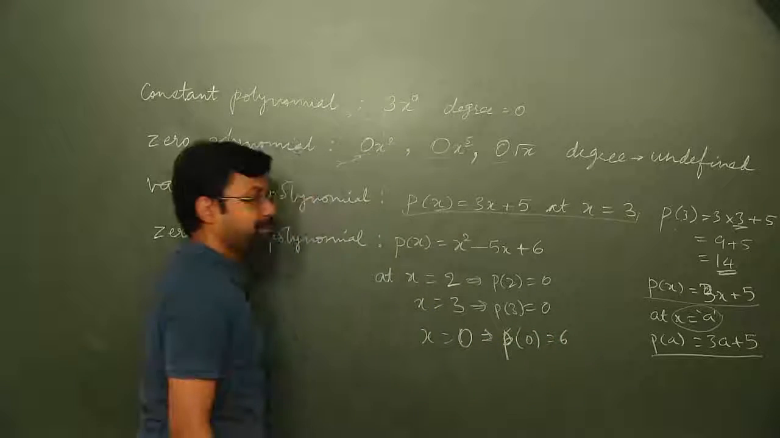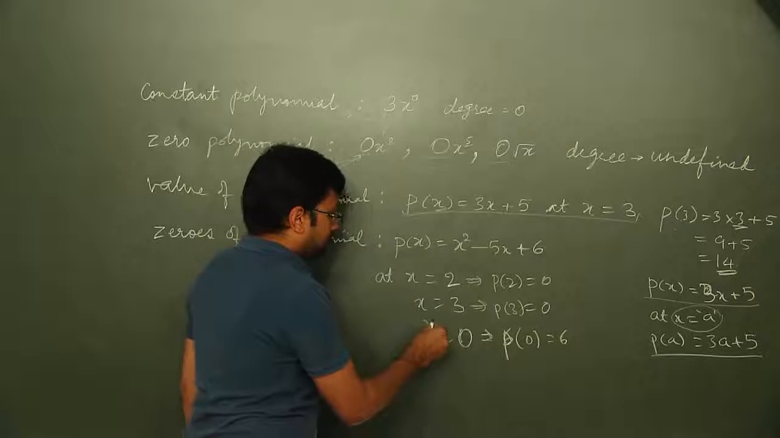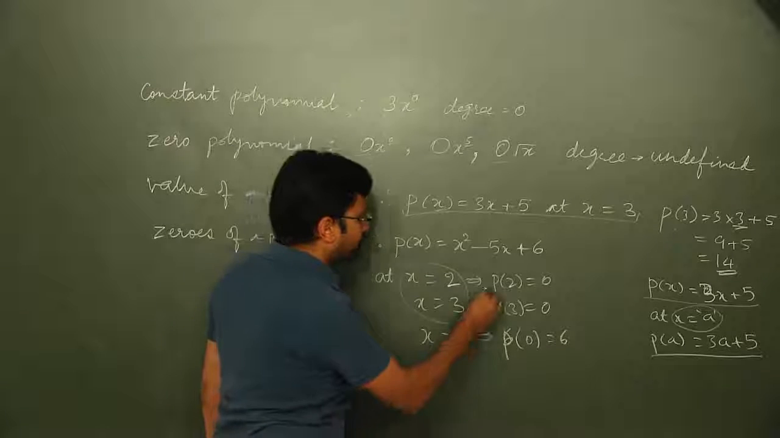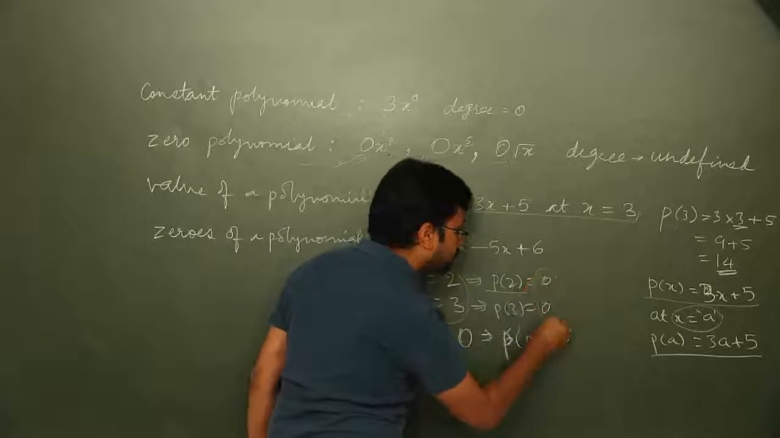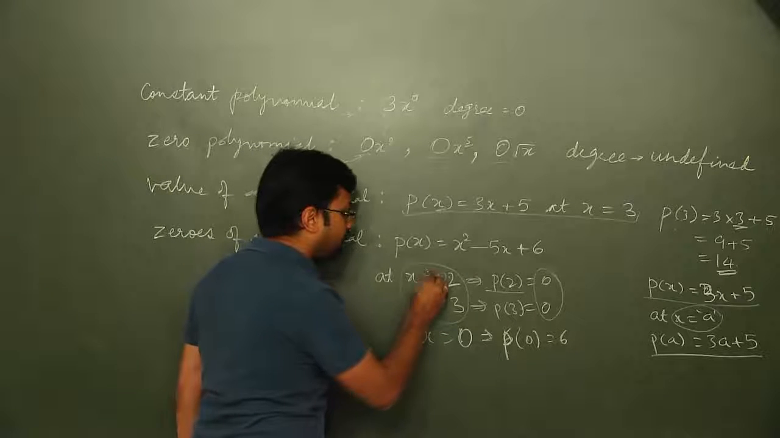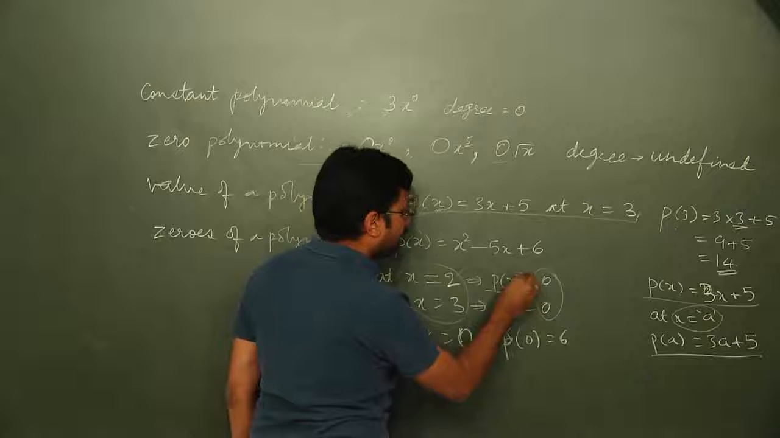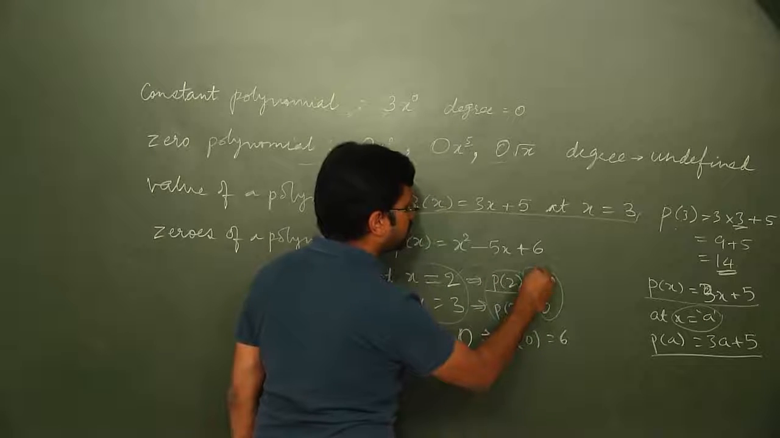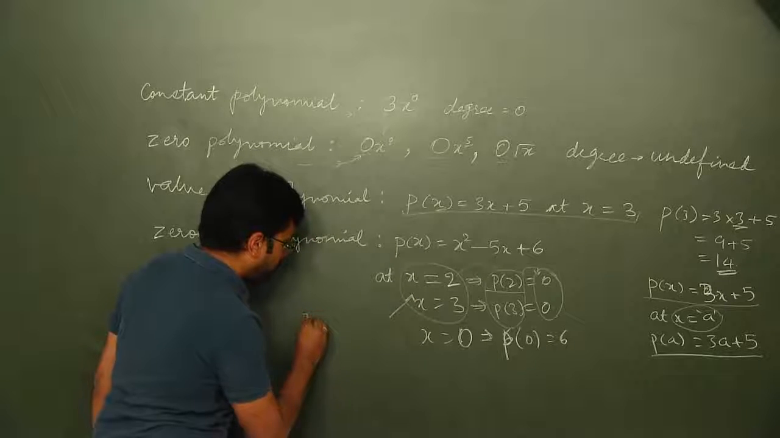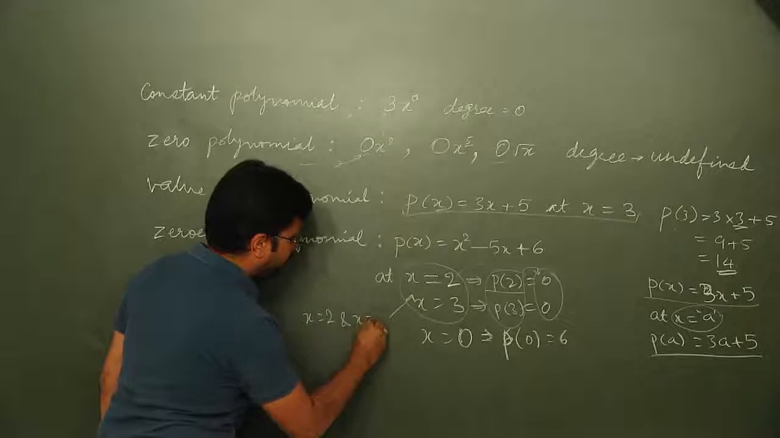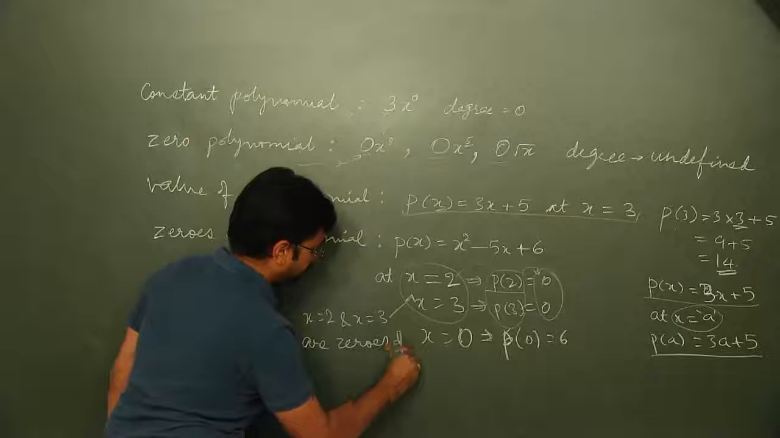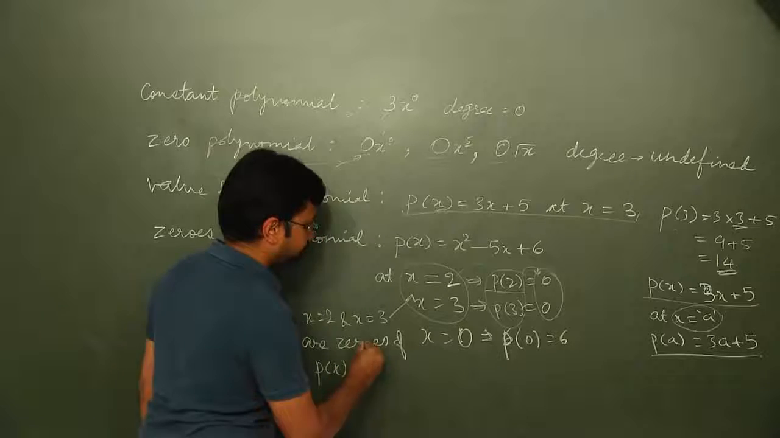So here we say that all values of x for which the value of polynomial becomes 0. You have to take a note about what I am saying. The values of x for which the polynomial's value becomes 0 are called the zeros. So x equal to 2 and x equal to 3 are zeros of polynomial px.